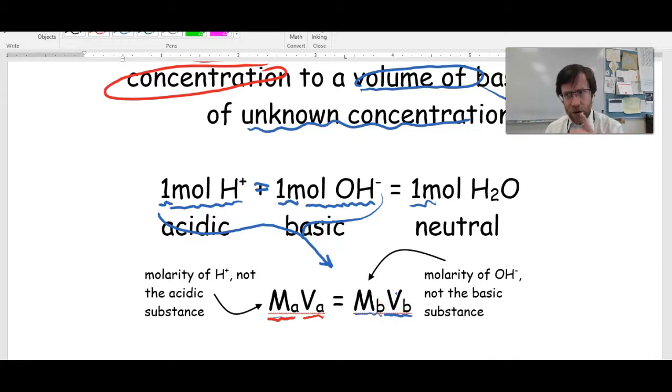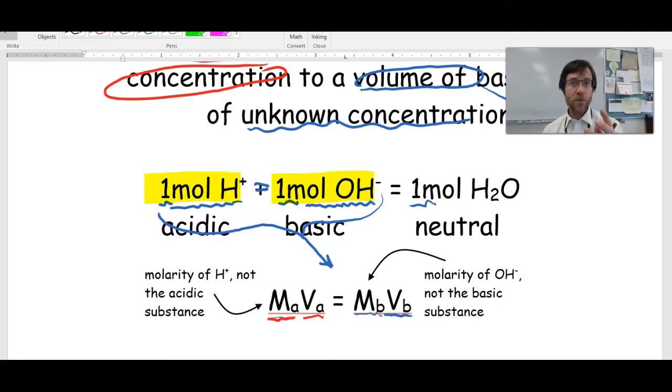And I want to make that really clear: these molarities here are not the molarity of your acid or your base. It is the molarity of the hydrogen ions, and the molarity of the hydroxide ions. Because if you take a gander at this, you'll notice it's the hydrogen and the hydroxide ions that are doing the reacting.